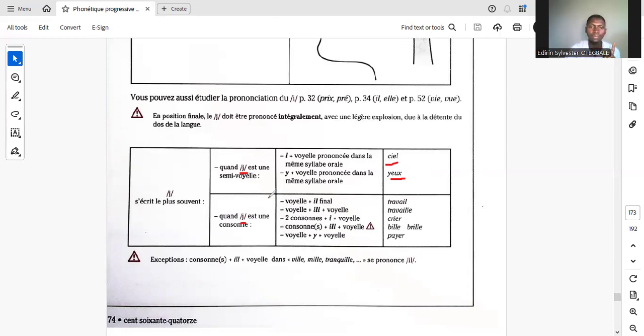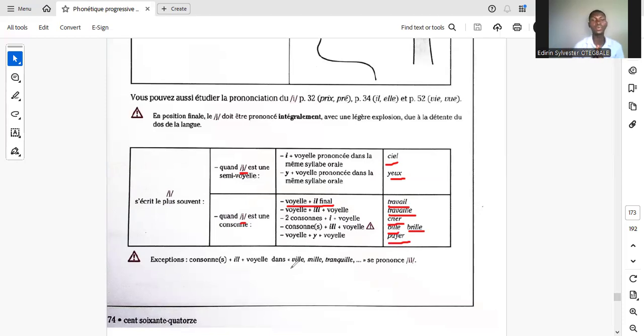At the level of consonant, it operates more. You have number one, a vowel followed by IL at the end, like travail. The A is the vowel, IL after it gives you that. Now you have the vowel plus ILL plus a vowel, as in the verb travaille, je travaille. When you have two consonants plus I plus a vowel, example crier, it gives you that phoneme. When you have a consonant plus ILL plus a vowel, example bille, brille, you have it. When you have the vowel plus Y plus another vowel, as in payer, you have that phoneme.